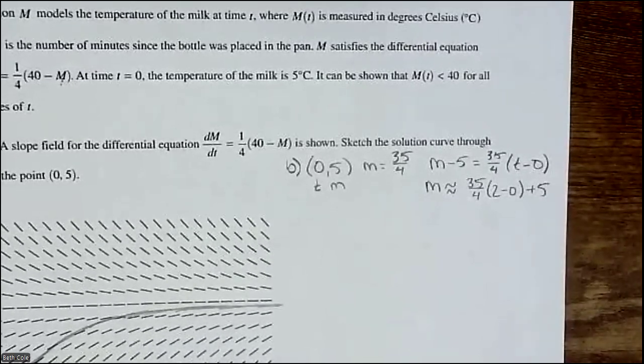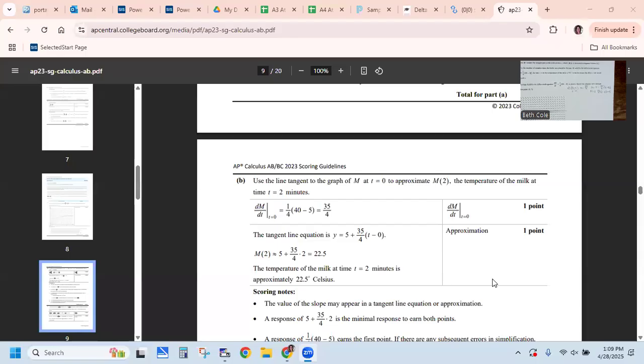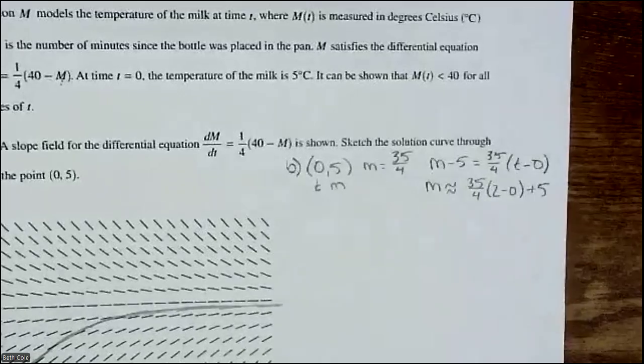I'm going to share my screen and we'll read the scoring guideline. There's a point for getting the 35/4, then a point for your final answer. Cool? Only 2 for that. We didn't really do that much.